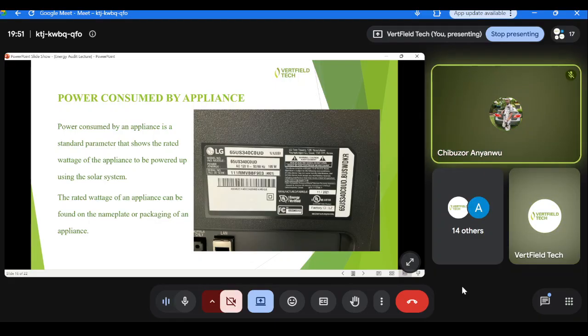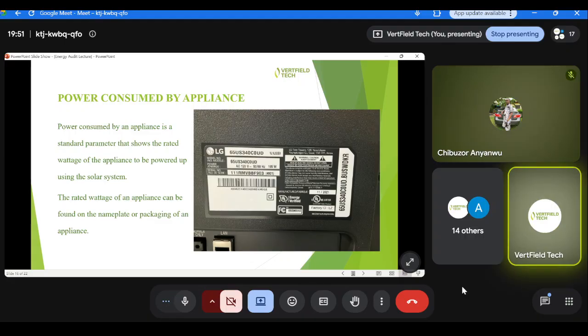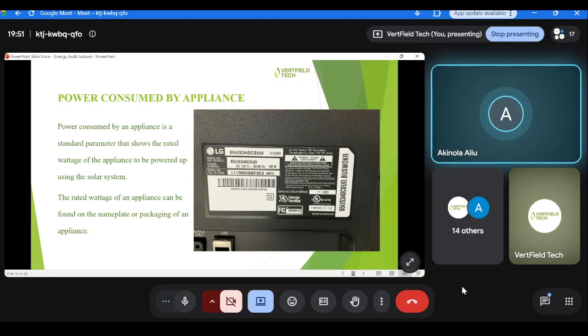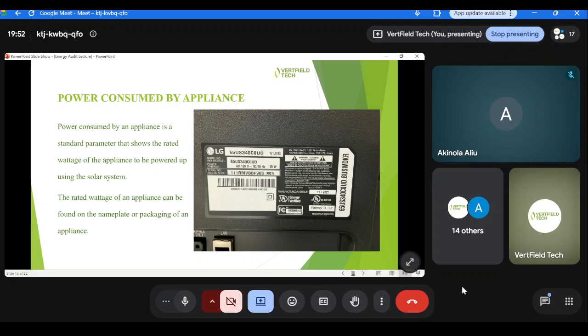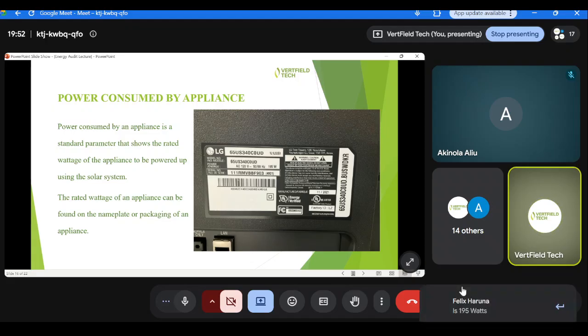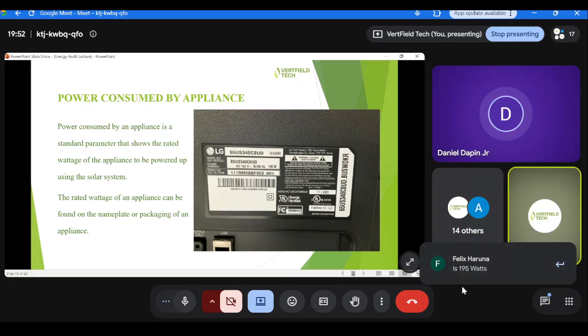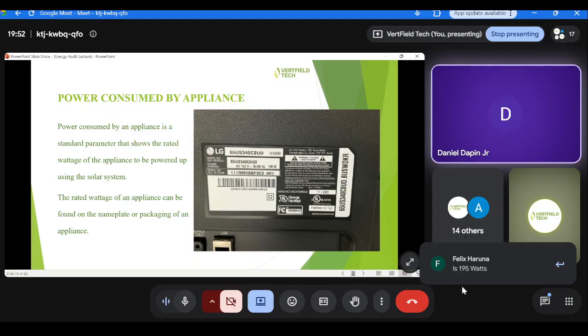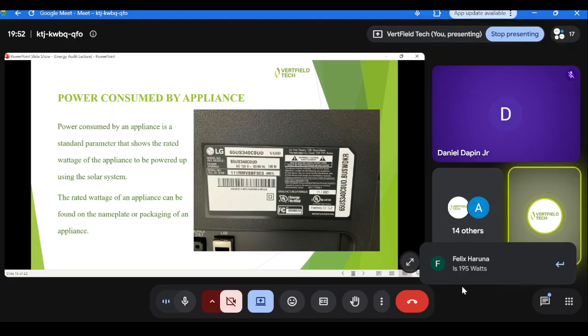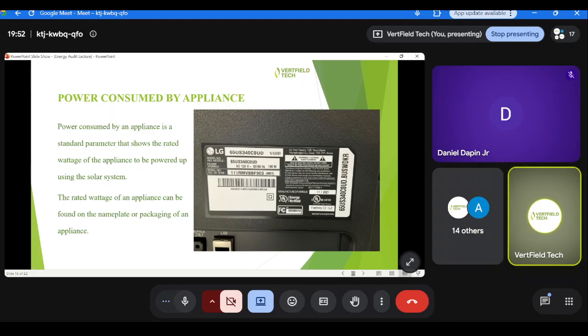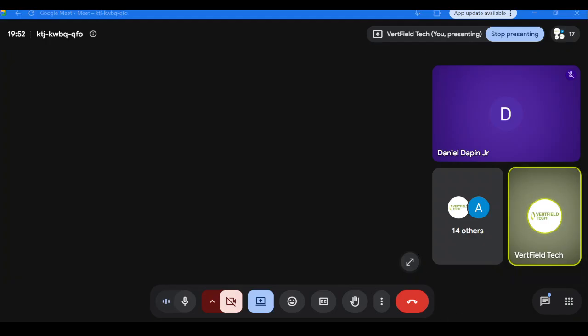Yes, I can see it. Yes, tell us, Mr. Chibuzo. Go ahead, sir. Please, if you can see the nameplate, what is the energy consumed by this LG TV? It's 195 watts. Thank you, Mr. Daniel. Thank you, Mr. Felix. 195 watts. That is very, very correct. Thank you so much. I appreciate that.